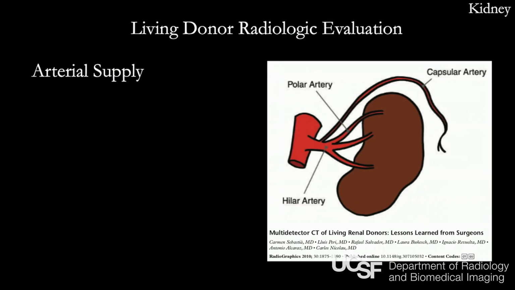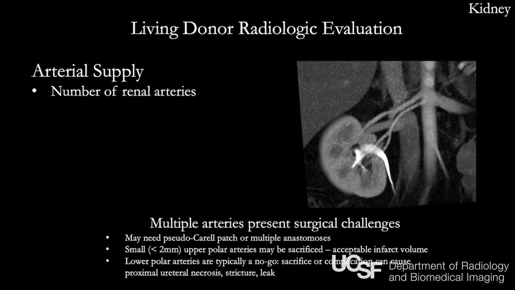There's, of course, the hilar artery or the main renal artery, which gives off its segmental branches, some of which are segmental and enter the renal sinus, and some of which dive directly into the parenchyma as polar arteries at the upper or lower portion of the kidney. We want to make note of the number of renal arteries. You can see here in this case, we've got kind of a dominant upper pole renal artery and then this lower one, which branches into two segmental arteries.